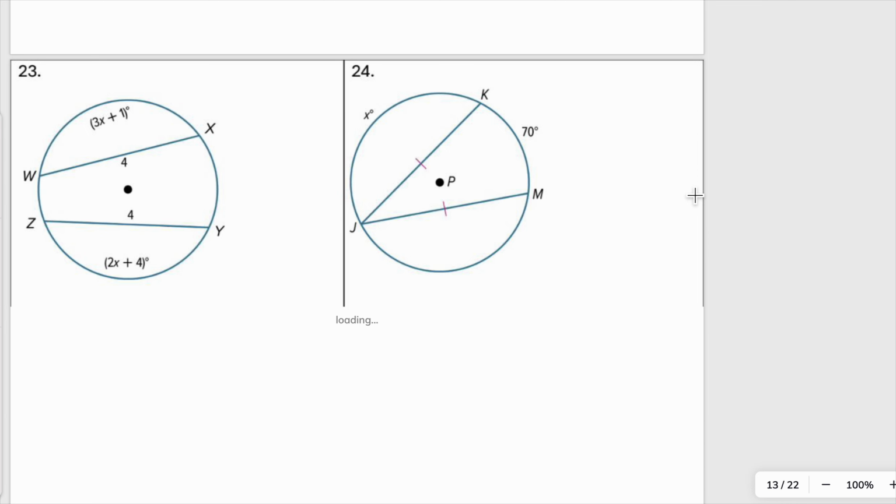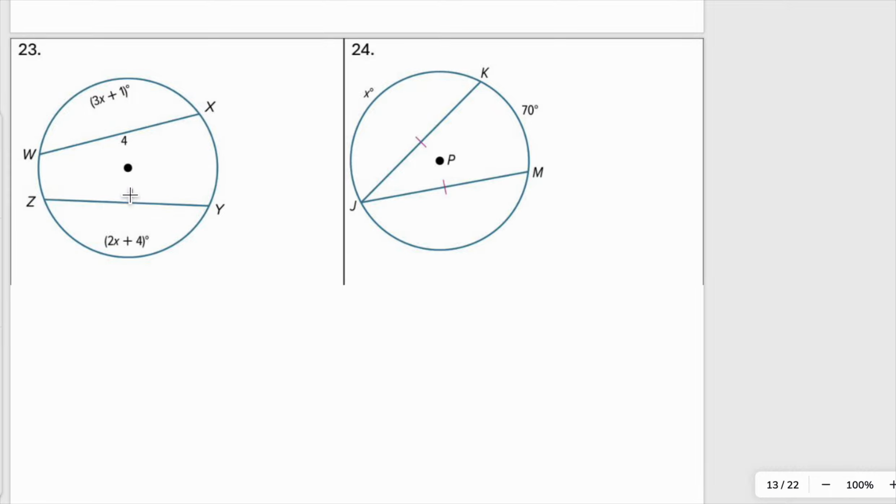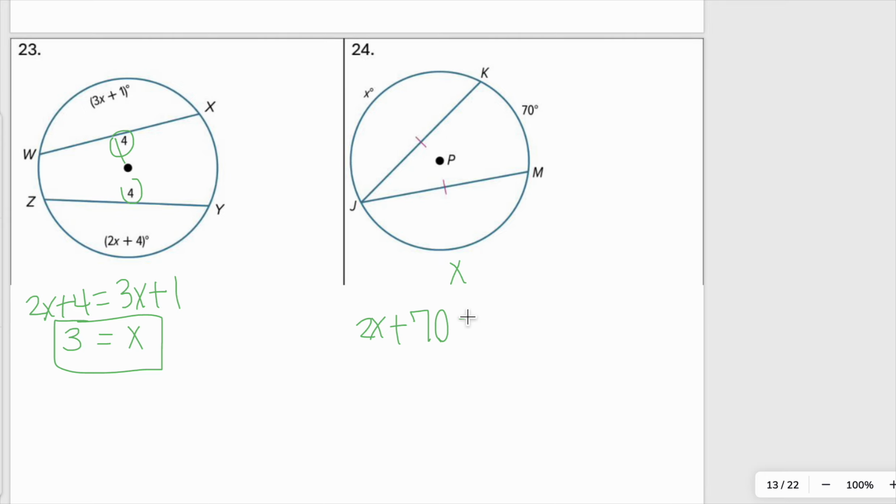For 23, matching arcs show, matching arcs because I'm showing the chords are matching with this 4 here. So 2x plus 4 is equal to 3x plus 1. X is on one side, I get 1x is equal to 3. And then same concept here for 24 that we saw in 22. 2x plus 70 is equal to 360. So 2x is equal to 290. So that means x is 145.